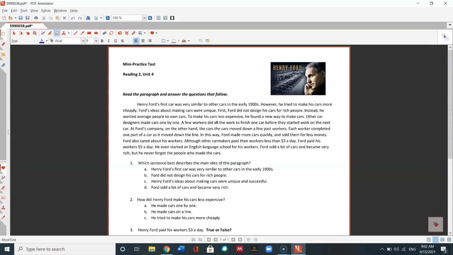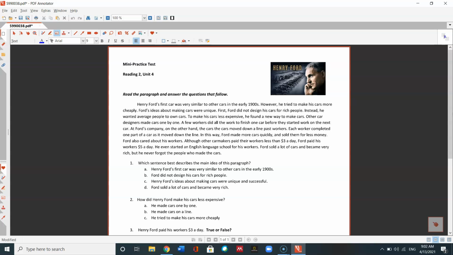Okay, so this is a mini practice test for Reading 2 Unit 4 to help us prepare for our Unit 4 test this week. So in this mini practice test, we will practice the main idea check and closer look questions, as well as finding supporting ideas and making sure we understand how to find contrasts. So, let's begin by reading the paragraph together. This paragraph is also on Blackboard.